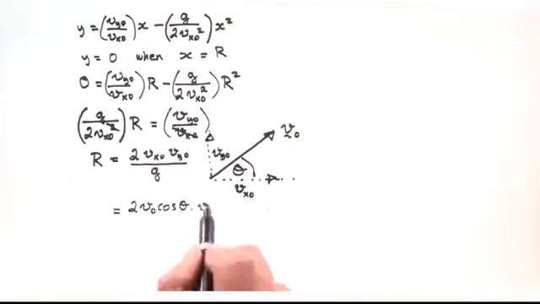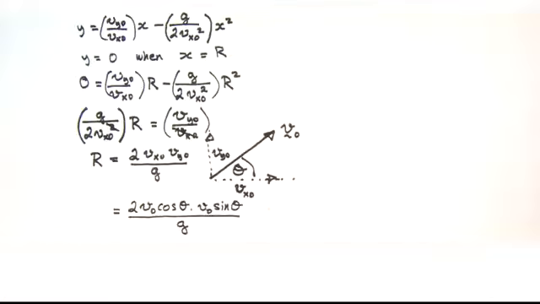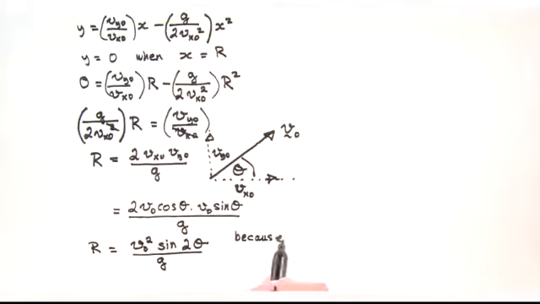Next, we substitute for the components of v0. And we can simplify that because of a trigonometric identity: sine 2 theta equals 2 sine theta times cos theta. So here's our expression for the range. Note that it goes as the square of the takeoff speed. Twice as fast takes you 4 times as far. Why squared? Well, first, more v0 gives it more x velocity. But it also gives it more y velocity, which keeps it above the ground longer.